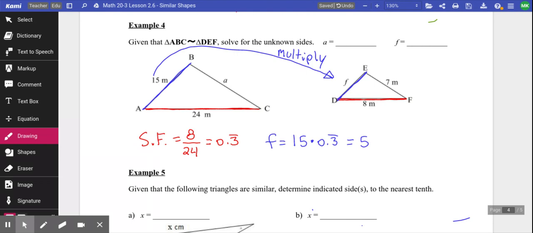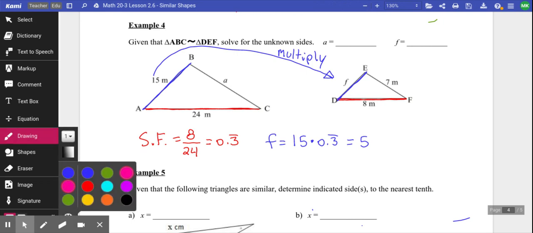If you put just 0.3, then it won't work. You have to go 0.3333333 and do a whole bunch of threes. You can see it on the board.